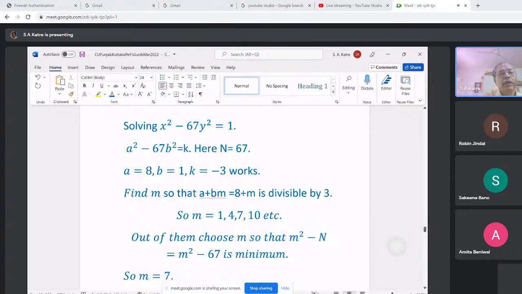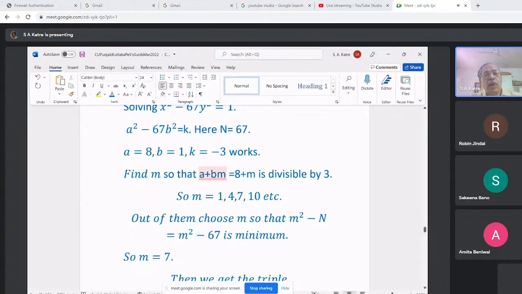So what we do here: a square minus 67 b square equal to k. You try some solution, and what are the possible values of a and k? You see that this 67 is close to 8 square. 8 square is 64. So you take a equal to 8. So 8 square minus 67 into 1 square is equal to k. That k is minus 3. So this is the starting approximate solution, as you can call it.